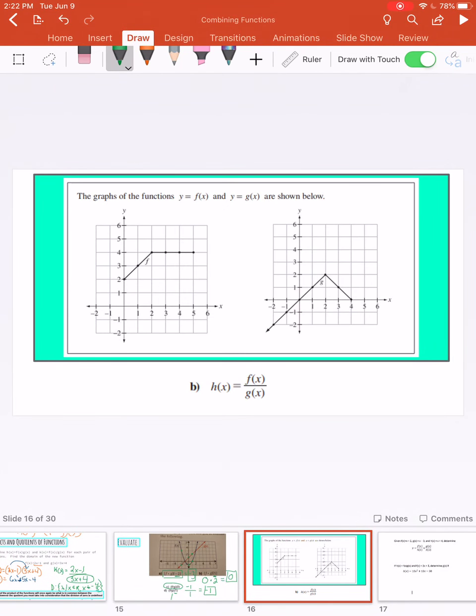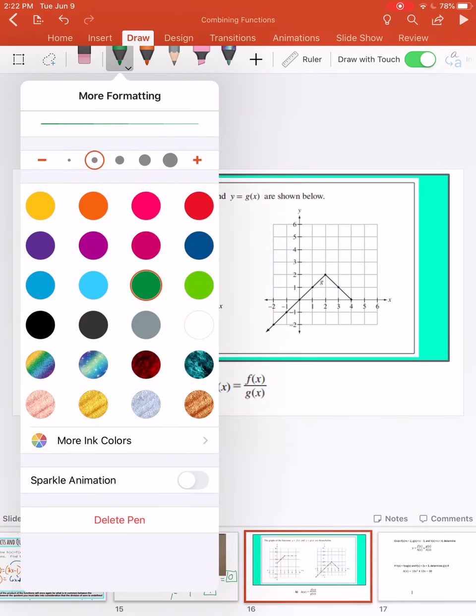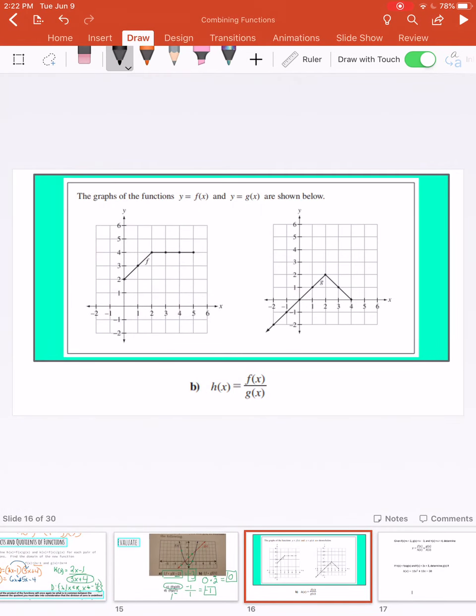Okay, so this is also a diploma question. You also need to draw the graph. So I'm going to start the same way. I'm just going to draw these two graphs on the same grid. Okay, and all I'm going to do is, for each x value, divide f by g.